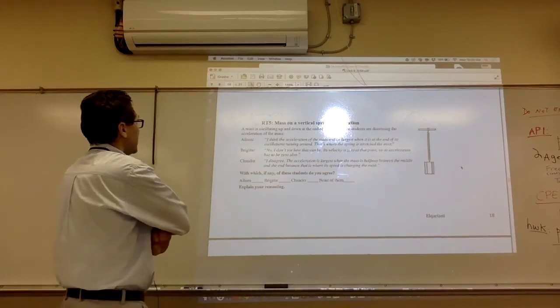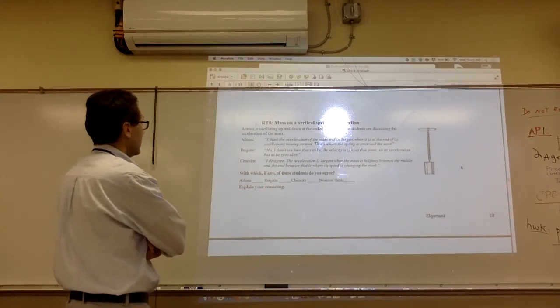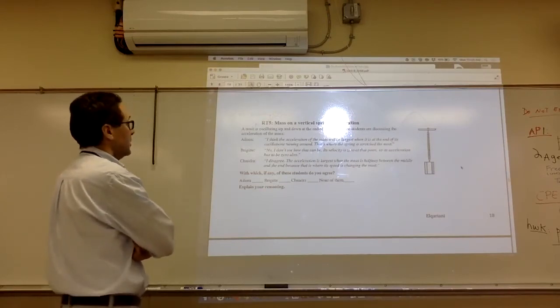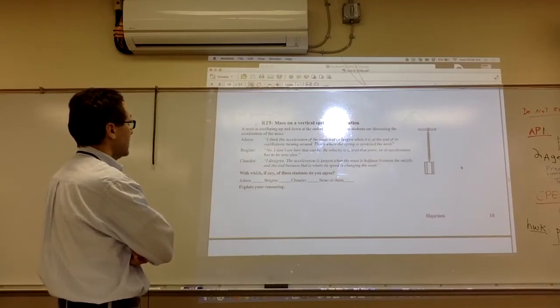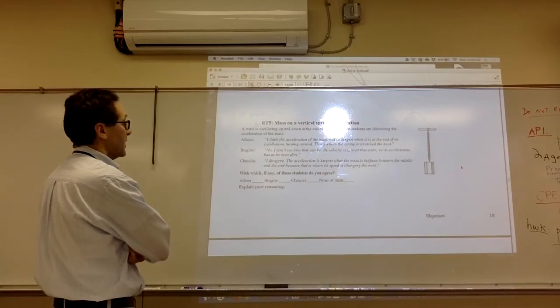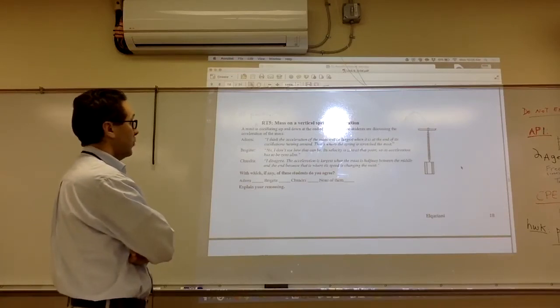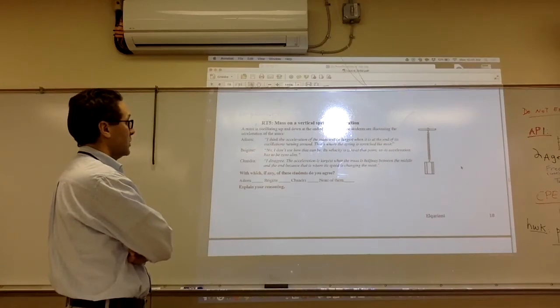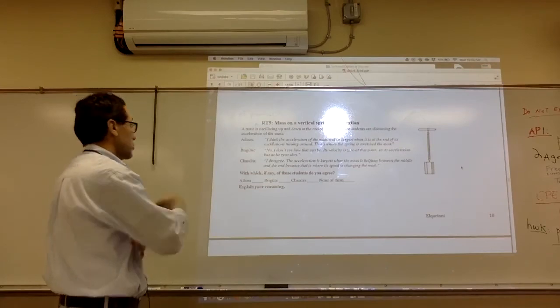A mass is oscillating up and down at the end of a spring. 3 students are discussing the acceleration of the mass. Okay, Eileen says, I think the acceleration will be largest when it is at the end of its oscillations turning around. That's where the spring is stretched the most. That's true, because that's when you have the maximum force, okay? And force is directly proportional to acceleration. So when you have maximum force, you must have maximum acceleration. So she's right.